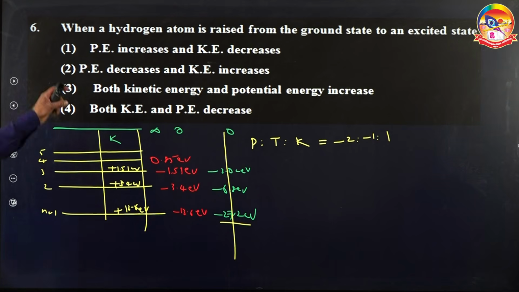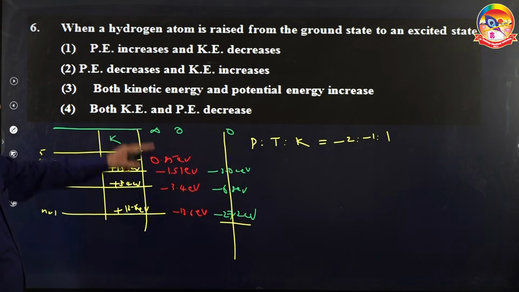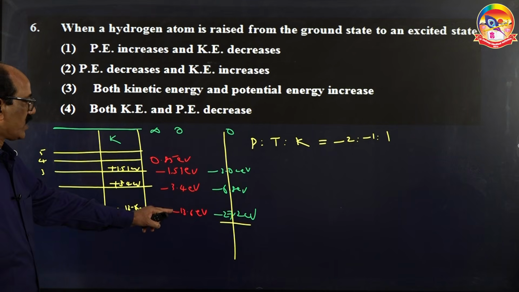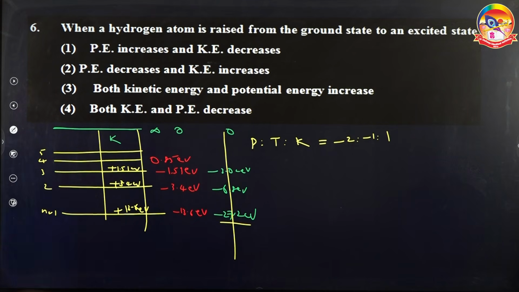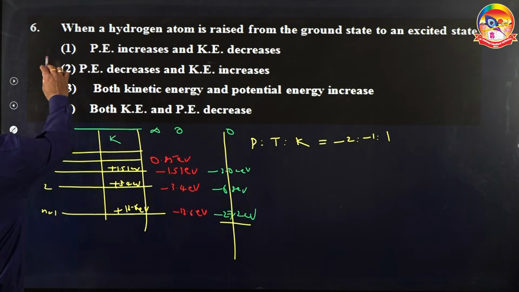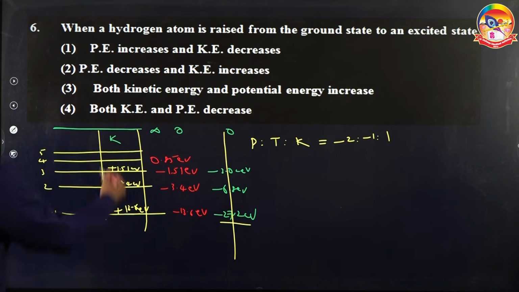So as you go to higher energy levels, what is happening is kinetic energy decreases, potential energy increases and total energy also increases. So potential energy increases, kinetic energy decreases is correct. Both kinetic energy and potential energy increase is false. So this is the correct answer. Potential energy increases, kinetic energy decreases.